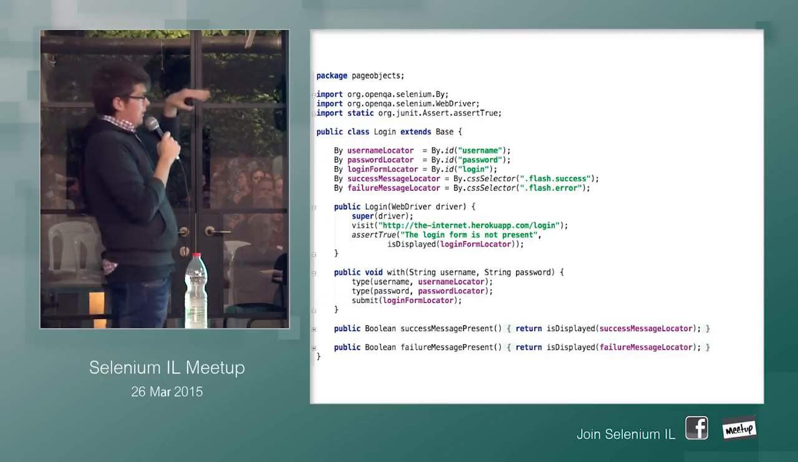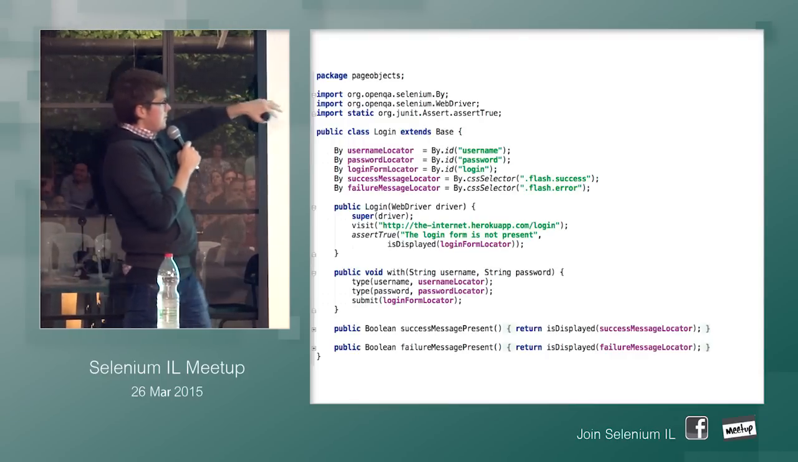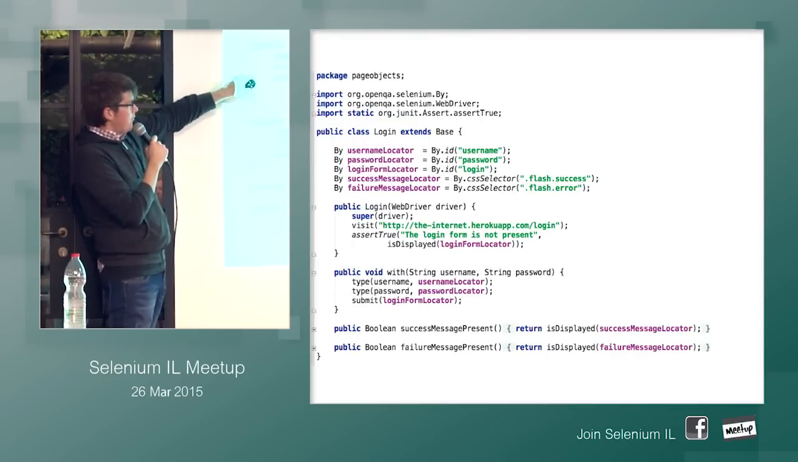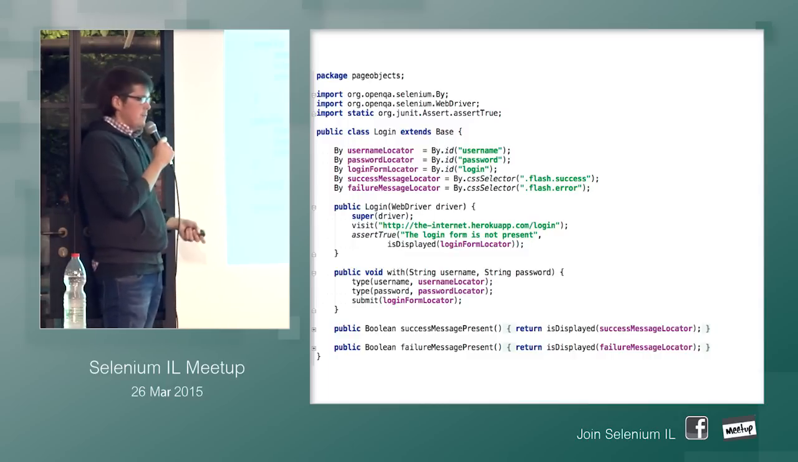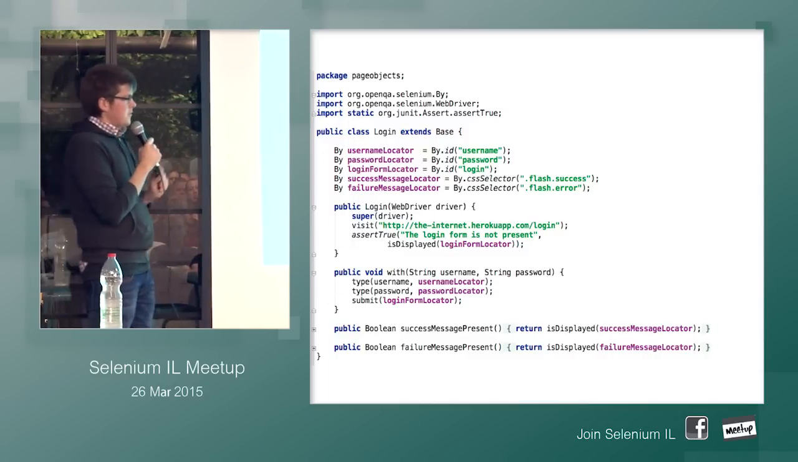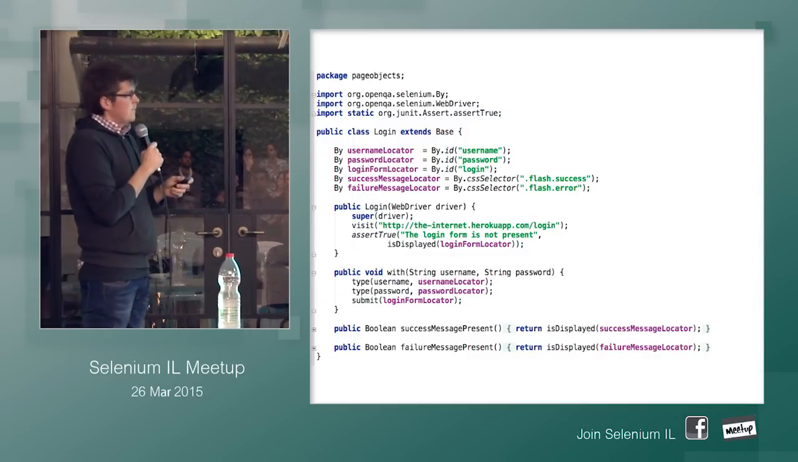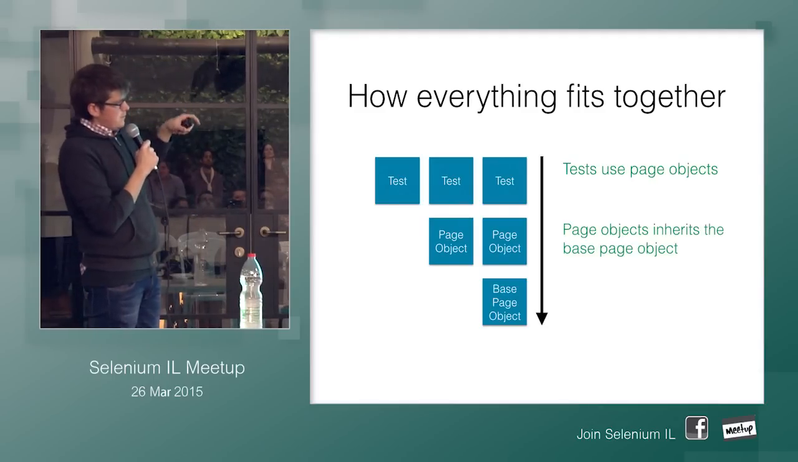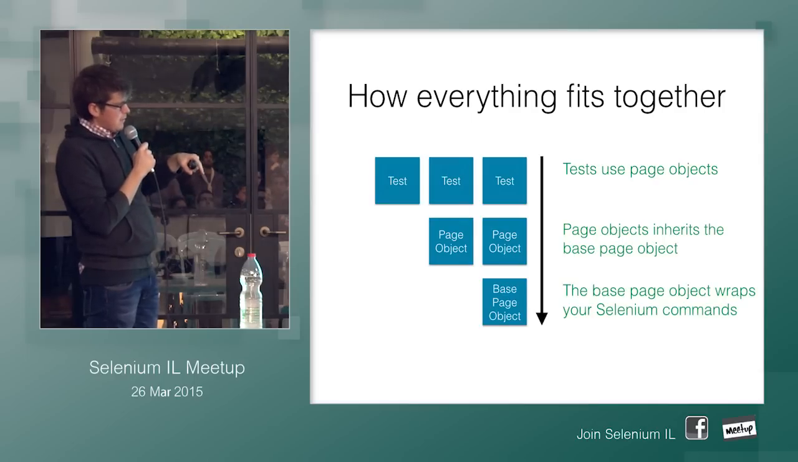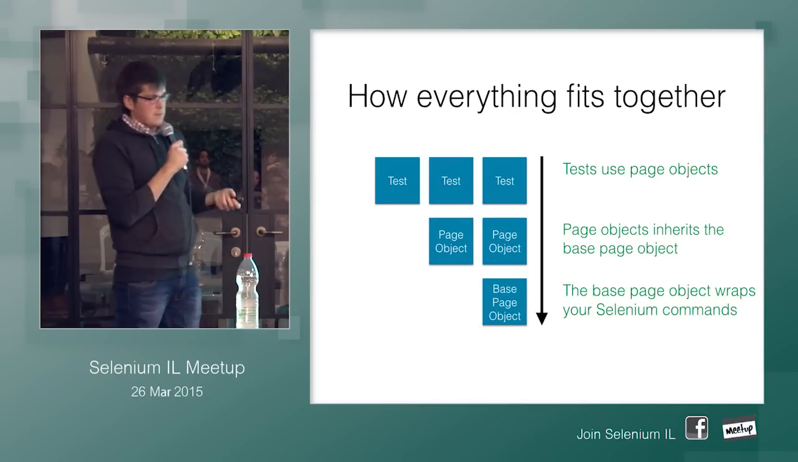So what that looks like in the page object for login is this. Now, instead of driver.get, it's just visit the URL. And then all the other methods that we just created. So now our page objects become more readable. So it all fits together as tests use the page objects, page objects inherit from the base page object, and then the base page object ends up using Selenium actions.